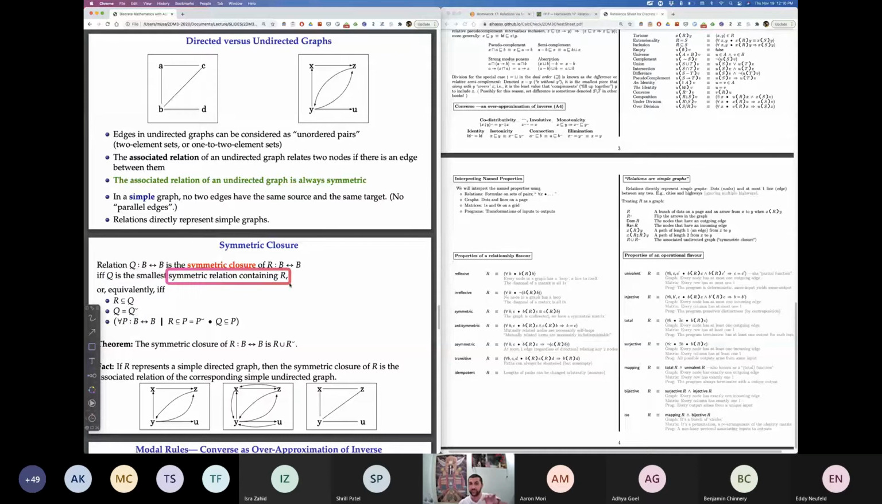So I have my relation. Let me add in a few more pieces, a few more edges to make it symmetric, but not too many. And that's why we're saying it's the smallest one. I want the smallest symmetric relation containing R, okay? Incidentally, you just need to add in all the reverse arrows. All the arrows that are missing, you just add them in. And so the symmetric closure just says, hey, add in all the missing parts.